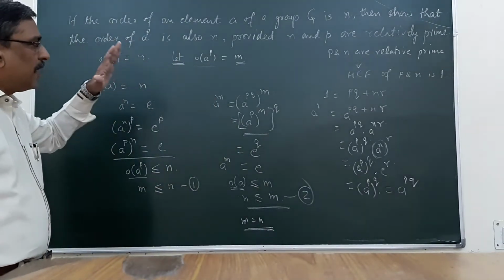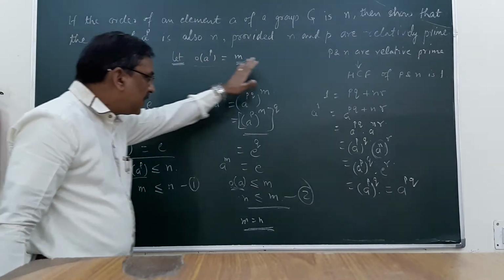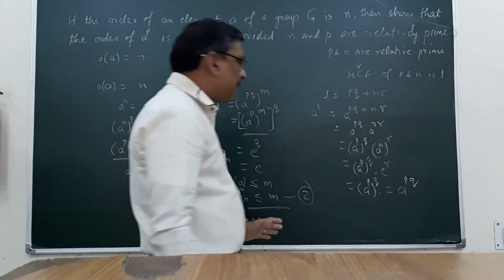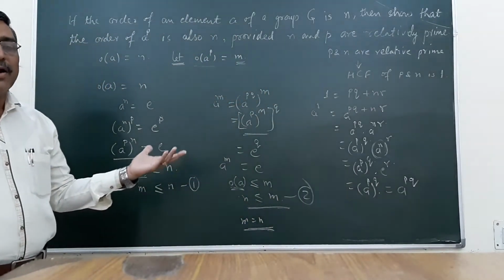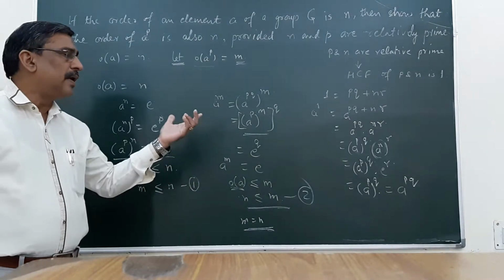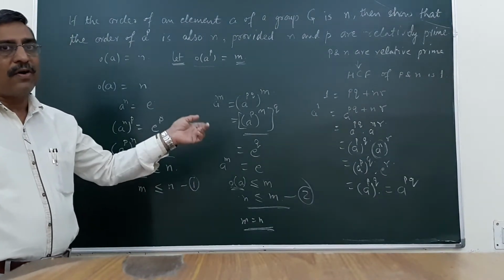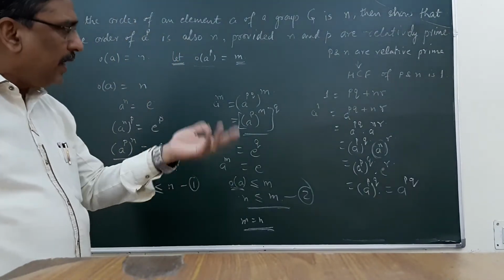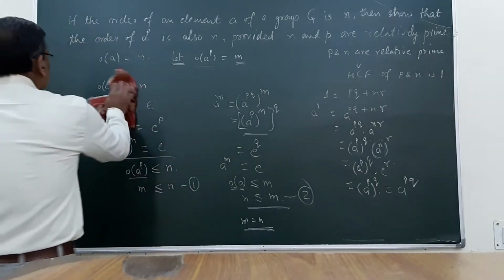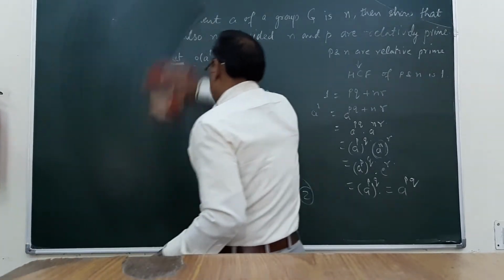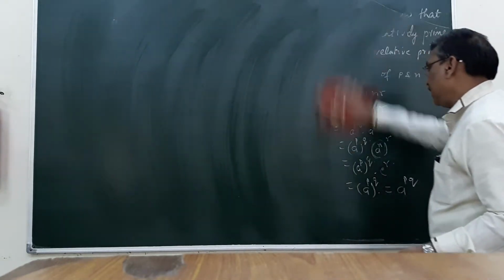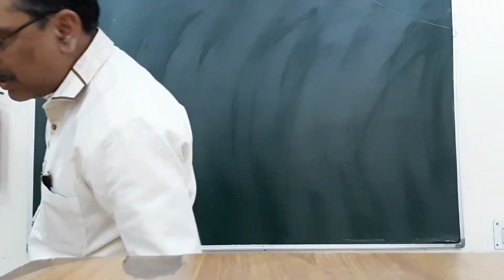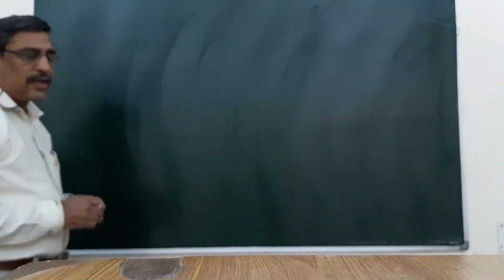Therefore we can see from these results that if n and p are relatively prime, then the order of an integral power will be the same as the order of the element. If they are not prime, then the order may be different. We proved this one. Now, with some more examples, I will prove some more results and conclusions.